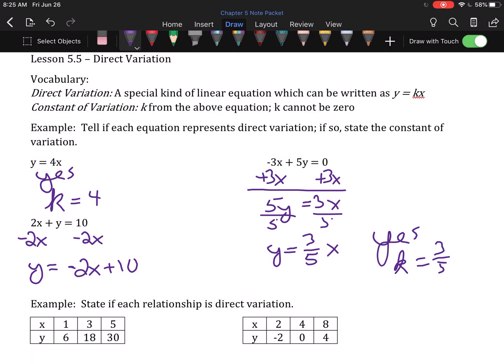Is this direct variation? No. There's a plus sign. So absolutely not.